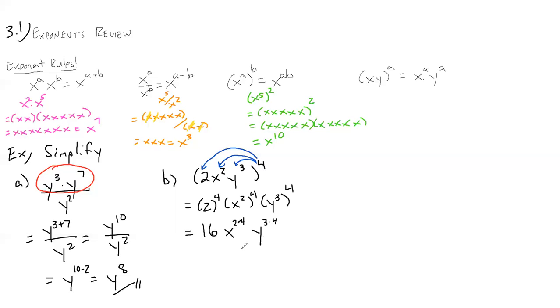And so, yeah, we just simplify those products. I should get 16 x to the 8, y to the 12. So those are all of our basic kind of exponential simplification rules. I do want to touch on a couple more rules.